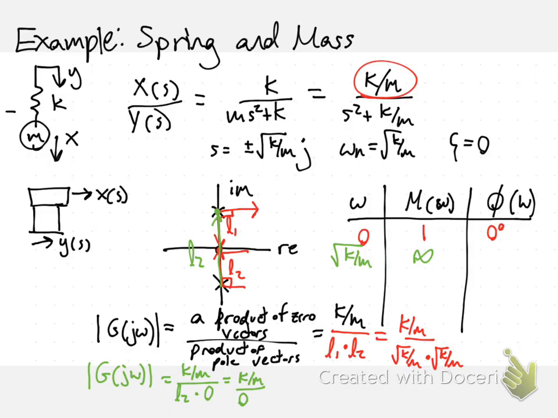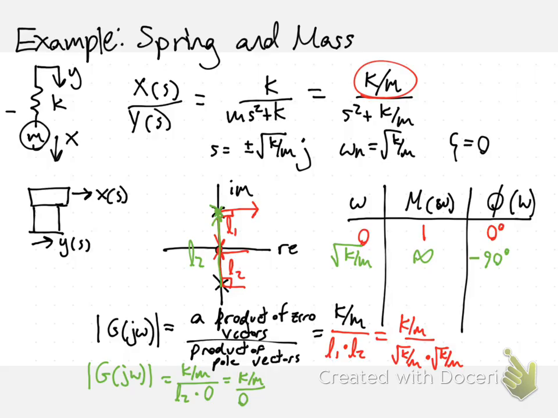At this point, we can say that the angle starting at this pole going to the location is 0, and the angle here would be 180. So then we could say that our phase delay is going to be negative 90 degrees.